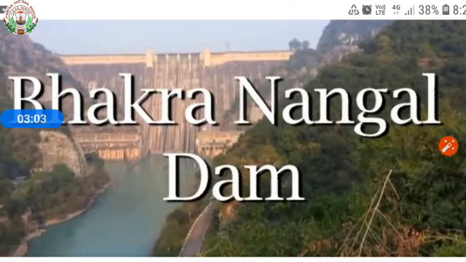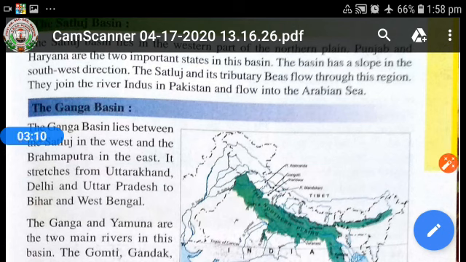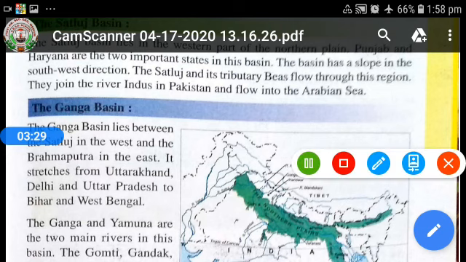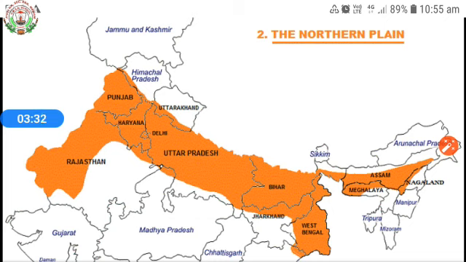Now come back to our basin. The Ganga basin lies between the Satluj in the west and the Brahmaputra in the east. It stretches from Uttarakhand, Delhi, and Uttar Pradesh to Bihar and West Bengal. Earlier also I explained to you that the Ganga basin is in the middle of the Satluj basin and the Brahmaputra basin, and it stretches from Uttarakhand, Delhi, Uttar Pradesh to Bihar and West Bengal.